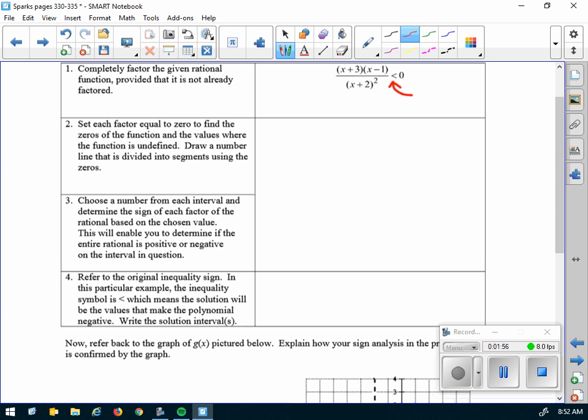Critical numbers are where your fraction is either equal to 0 or undefined. Now, how can a fraction equal 0? Good. 0's in the numerator.